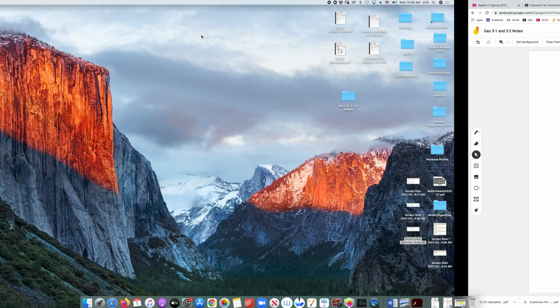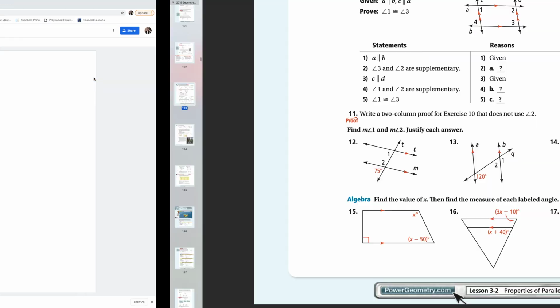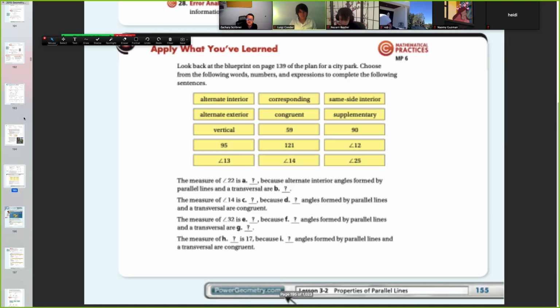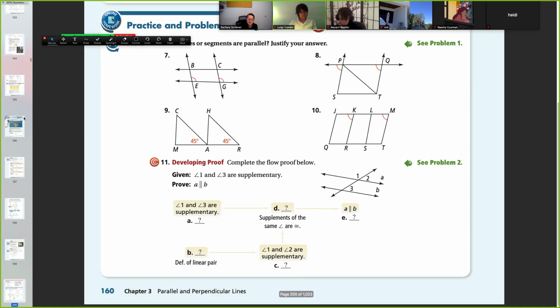We don't have time to jump into the practice problems for 3.2. Okay, for the practice problems for 3.2, which would be the proving that lines are parallel. Okay, so really quickly, if this angle is congruent to this angle, these are corresponding angles. So you could say KR is parallel to MT. You can't say anything about LS.